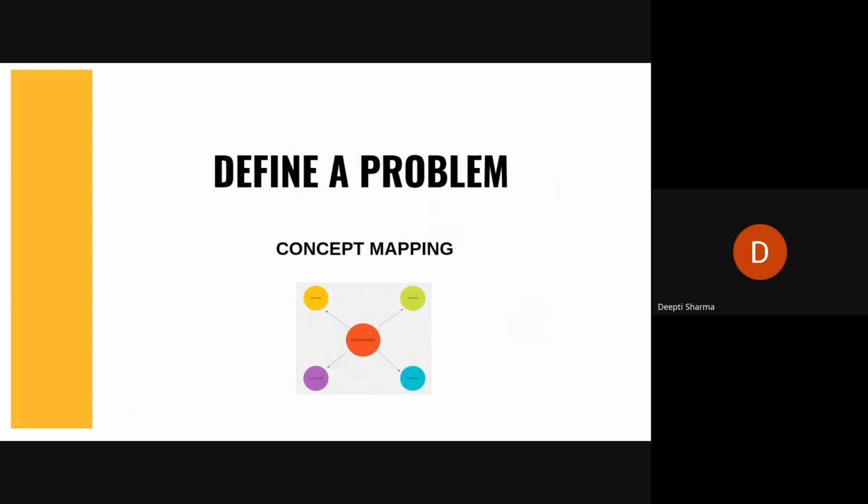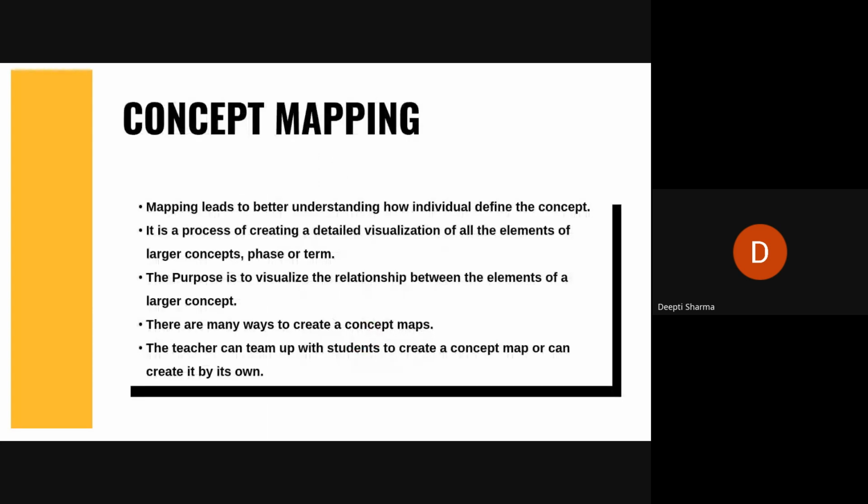And next is concept mapping in the define phase of design thinking. In the concept mapping, it leads to better understanding how individuals define the concept. It is a process of creating the detailed visualization of all elements of larger concepts, phase, and or term. The purpose is to visualize the relationship between elements of the larger concept.